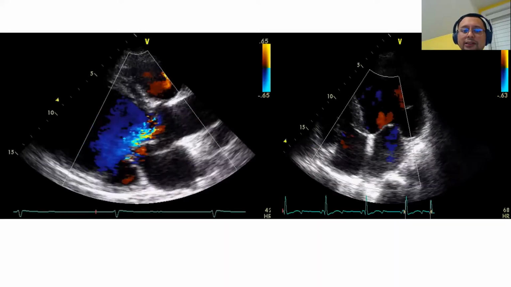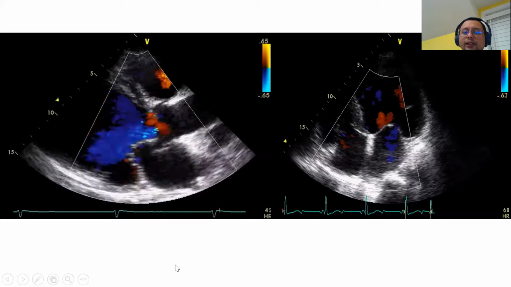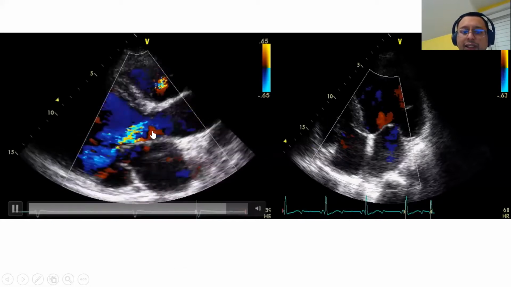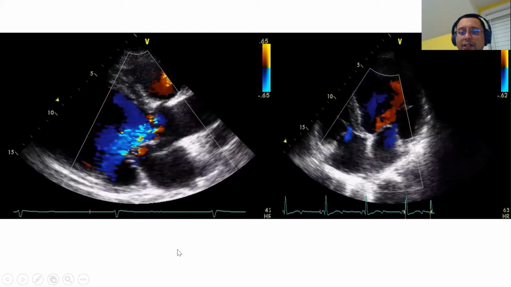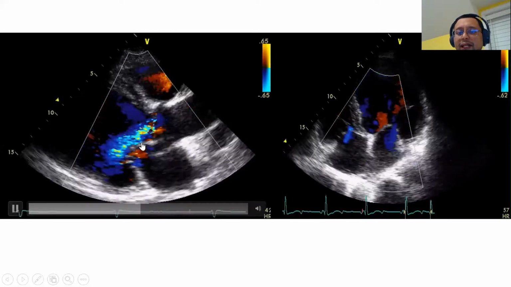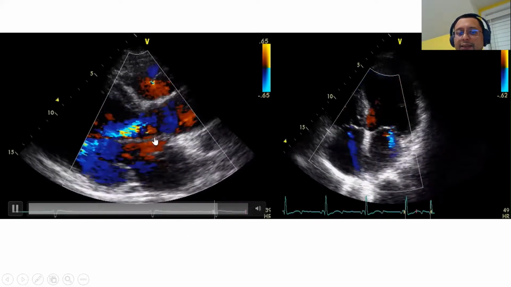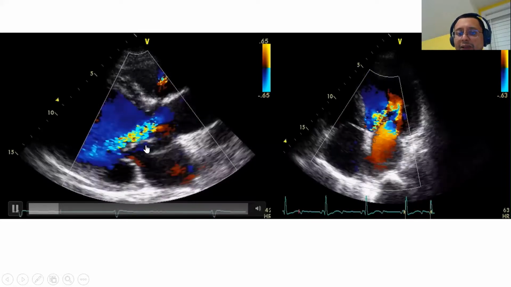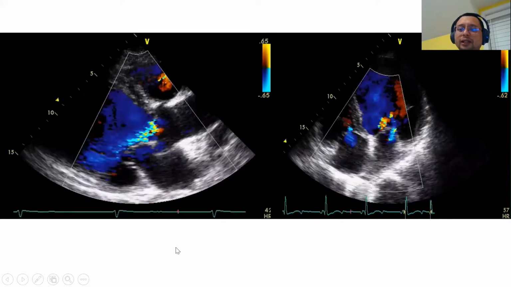Now, when you look at the parasternal long axis view with color, finally you have gotten your answer. You can see the patient has severe aortic regurgitation, and this aortic regurgitation jet is actually eccentric. And it's eccentric to the extent that it actually impinges on the anterior mitral valve leaflet during diastole.